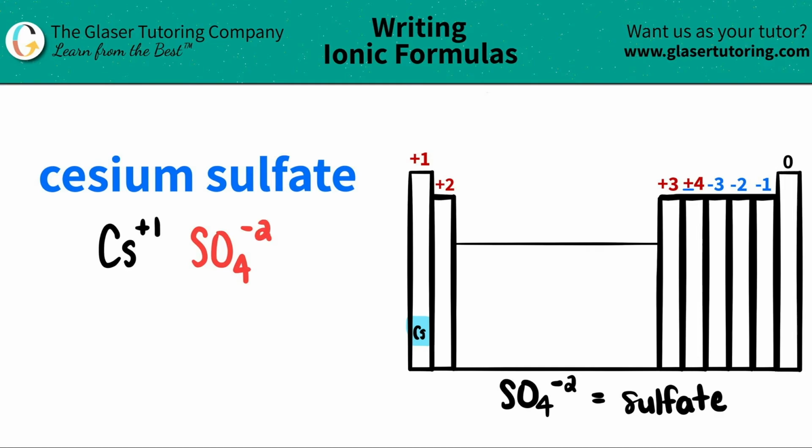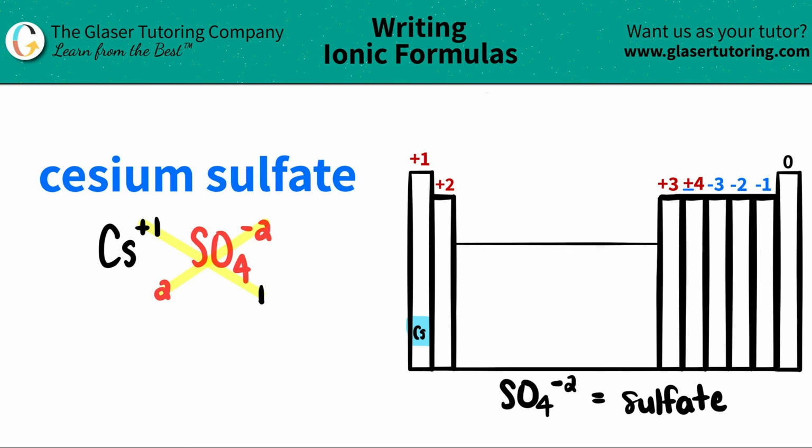Now, since I have both components and the charges, all I have to do is crisscross these to just say how many of each I need. This +1 crisscrosses, telling me that I need 1 sulfate, and this -2 crisscrosses, telling me that I need 2 cesiums. When you do your crisscrossing, don't worry about the positives and the negatives. We're just using these as the subscripts and the counting numbers.